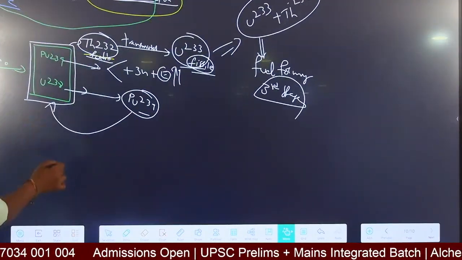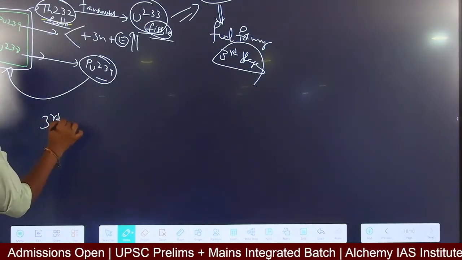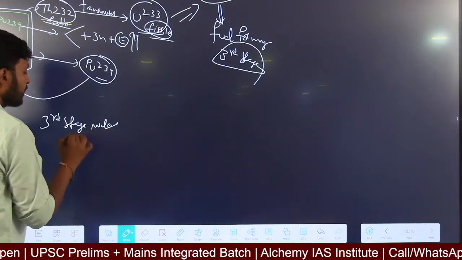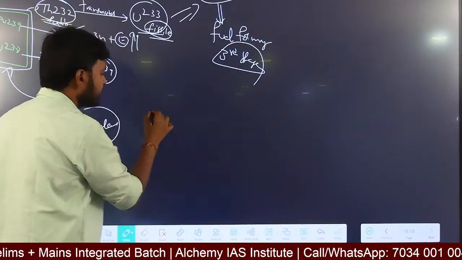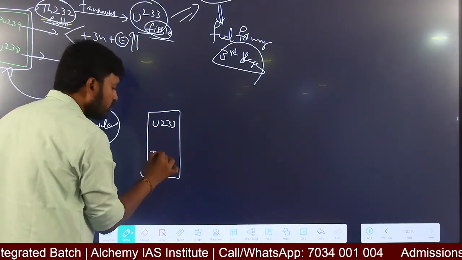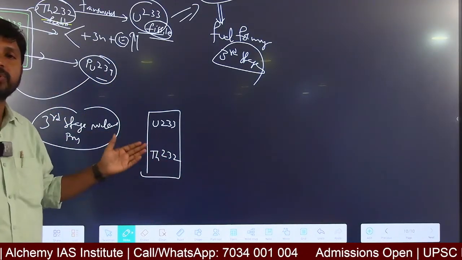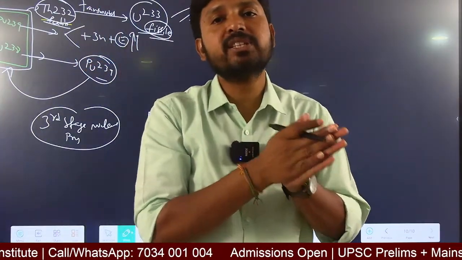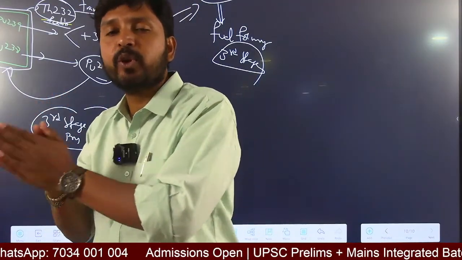So what is the meaning of this one? Now I'll write here: third stage nuclear program. So the waste that is occurring, that is, the fuel rod, will consist of now uranium 233 and thorium 232. So the waste of the second stage is used as fuel in the third stage. Can I say the waste of the first stage is used as fuel in the second stage, and the output of the second stage is used as fuel in the third stage?